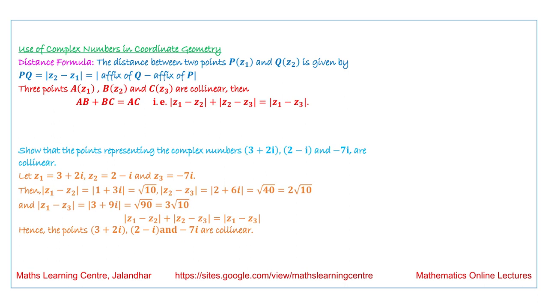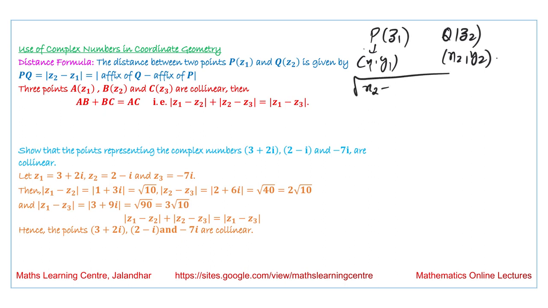So suppose we are talking about two points P and Q, and the affixes of those two points are Z1 and Z2. P is Z1 and Q corresponds to the complex number Z2. So we are saying P has the coordinates X1, Y1, Q has the coordinates X2, Y2. Then the distance between these two, we know, is given by the formula square root of (X2 minus X1) square plus (Y2 minus Y1) square. This is from coordinate geometry, we know this.